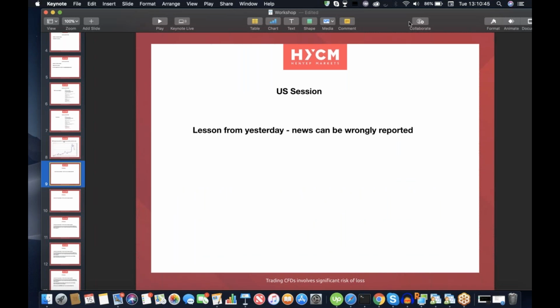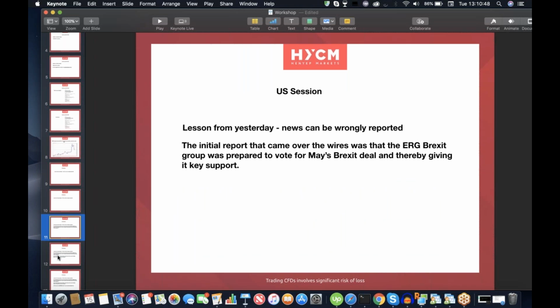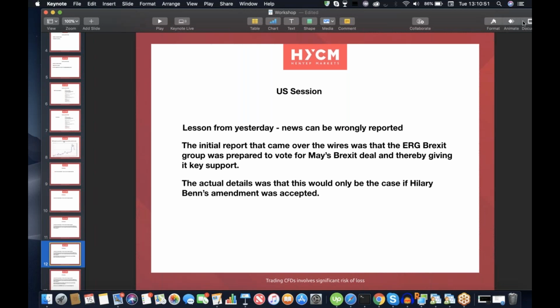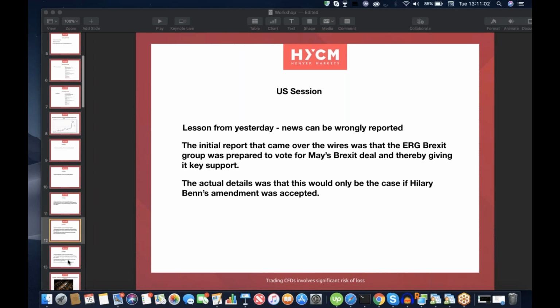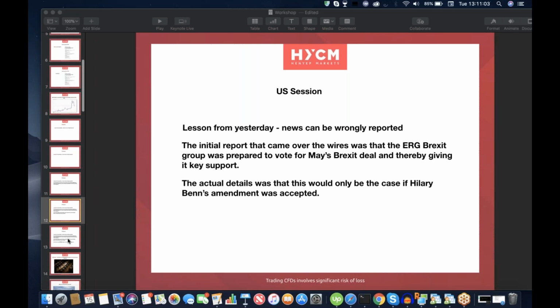The lesson is that news can be wrongly reported, because once that initial report came out, I then saw on the Reuters feed, which I was looking at the time, the actual details that this would only be the case if Hilary Benn's amendment was accepted. So in other words, it wasn't quite as good news as was expected.